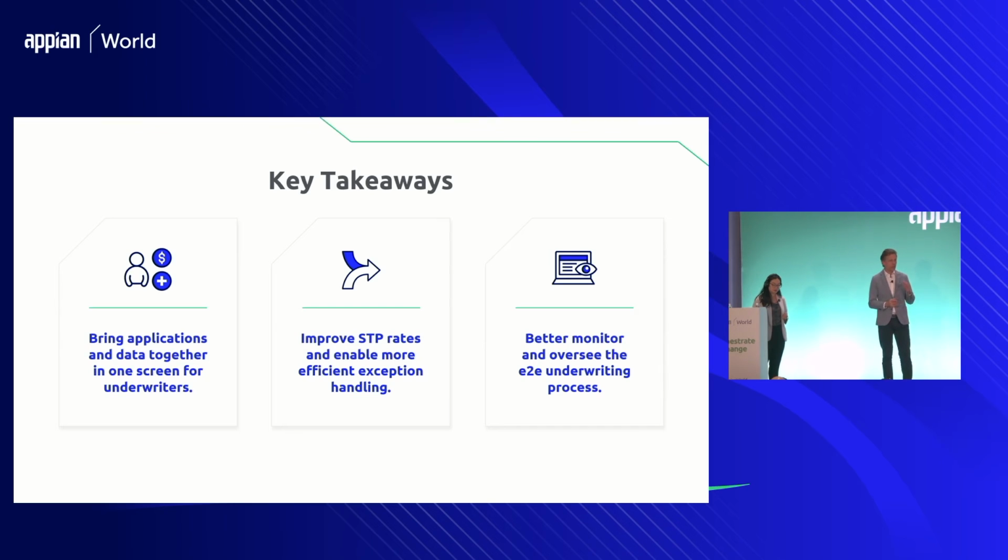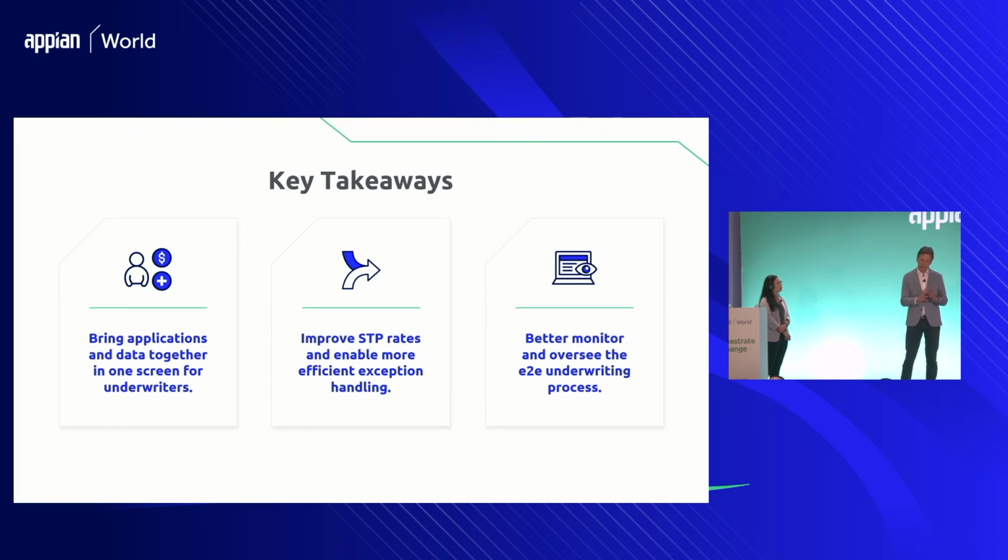And also increase that straight-through processing, right? Really manage that. Use the external solutions such as Swiss Re's Magnum, but also use the underwriting rules in Appian to enhance that where needed. So go for that straight-through processing and actually enable your underwriters to work on the exception handling.